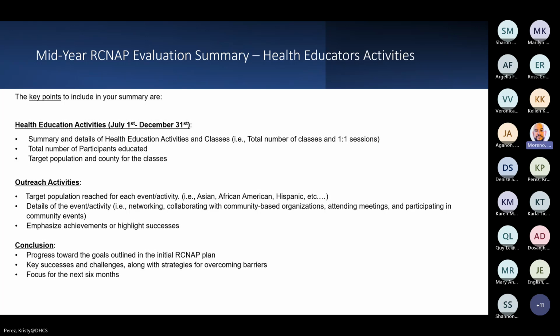For the conclusion portion, reflect on your progress towards your goals based on the initial implementation plan, highlighting successes and challenges. Consider strategies to overcome obstacles and enhance outreach in the next 6 months, such as targeting underserved populations, improving engagement, and forming new community partnerships. Focus on strengthening existing relationships, exploring new outreach strategies, and increasing engagement with underrepresented groups, including those with significant health disparities, such as rural or racial ethnic communities.